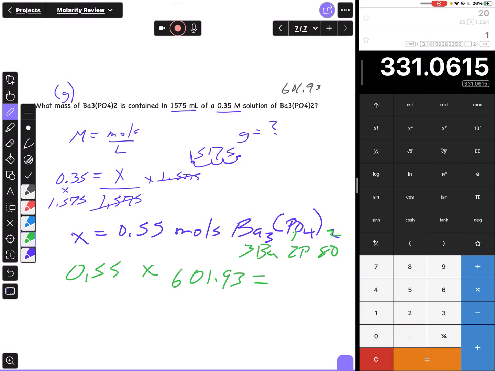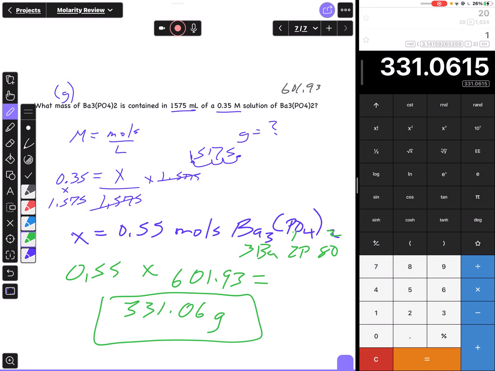And that gives me an answer of 331 rounded to 2 decimal places. So it'll be 331.06. And my answer will be grams of Ba3(PO4)2. And that's all there is to molarity problems. You got your equation, molarity equals moles divided by liters. You can solve for any of those 3 things.